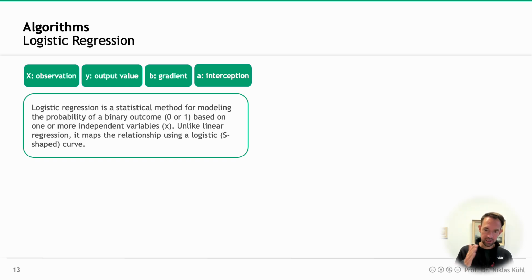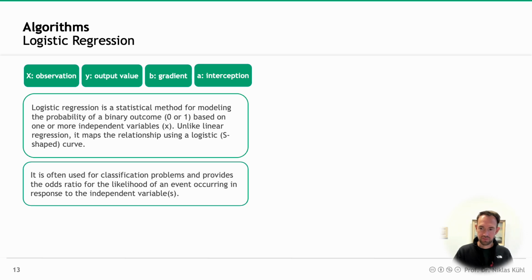The one that I showed you earlier, the linear regression, is, as you can hear from the name, a regression predicting a numeric variable. Now, it gets confusing because the logistic regression is used for classification problems, right? So it provides the odds ratio for the likelihood of an event occurring in response to these independent variables, to the features that you have at hand, right?